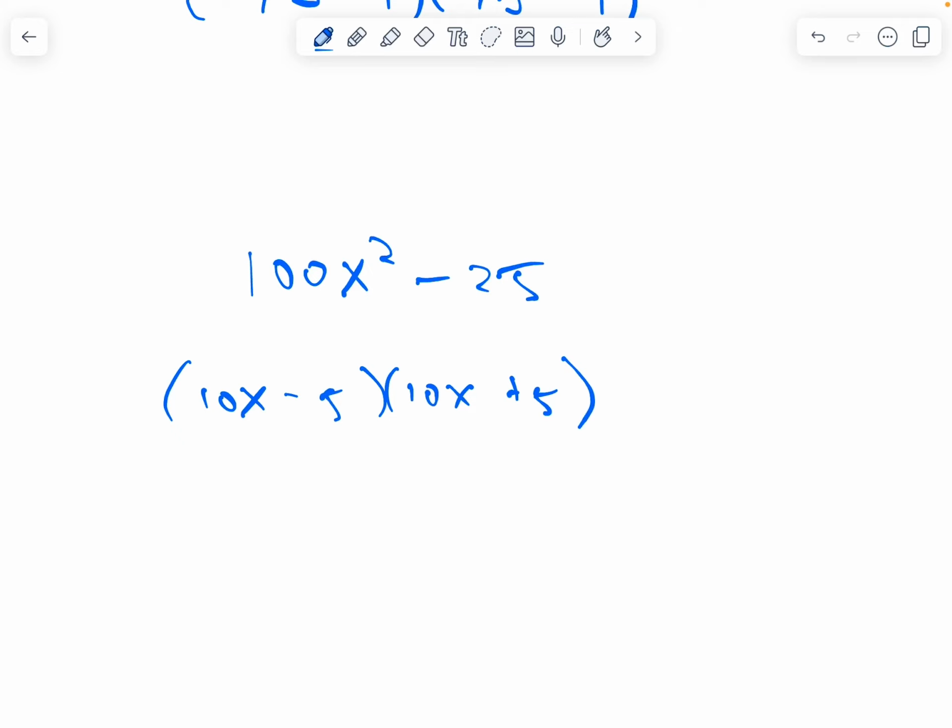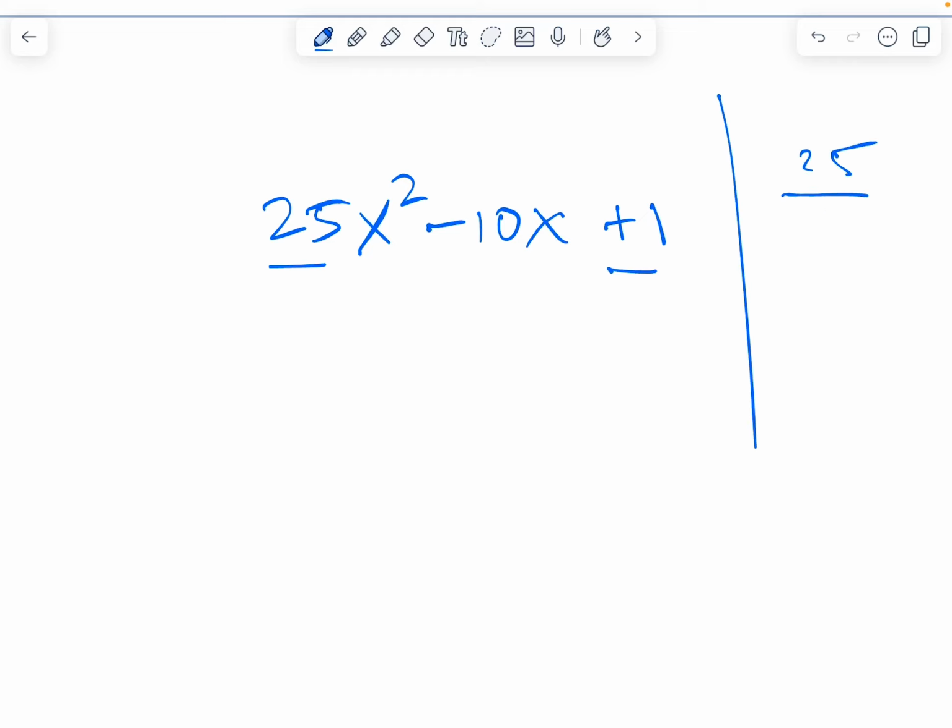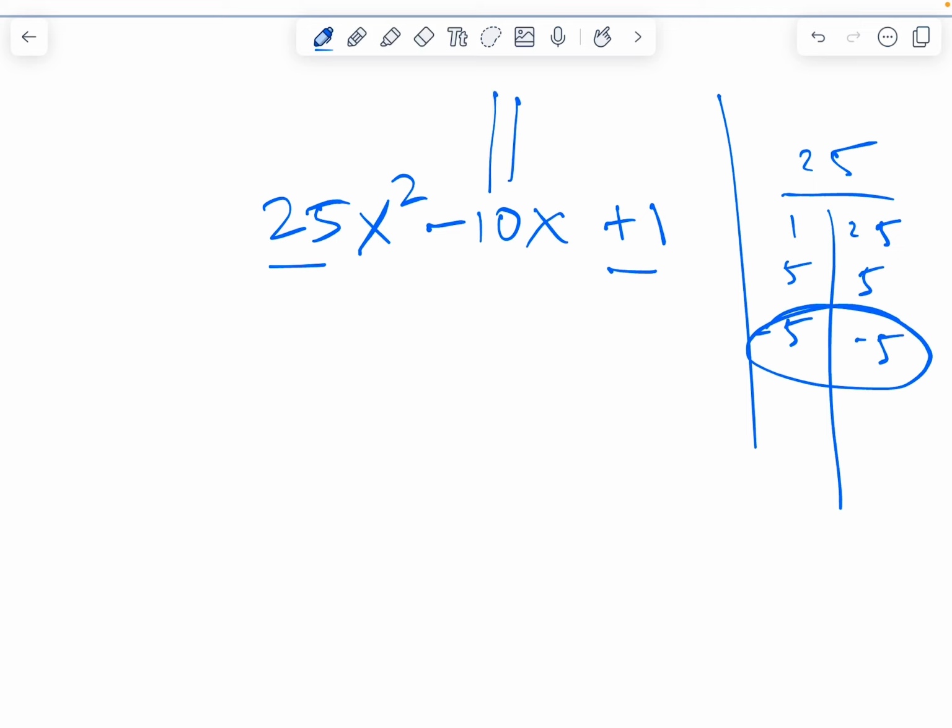Okay, one other type of question is this. 25x squared minus 10x plus 1. This is AC method. There is a bit of a pattern here. Let's see if we can see it. So we're going to do a times c. That's going to be 25. Make a list of numbers that multiply to be 25. We've got 1 and 25. We've got 5 and 5. And we can do negative 5 and negative 5. Now it's this combo that we want because we want to get that negative 10.